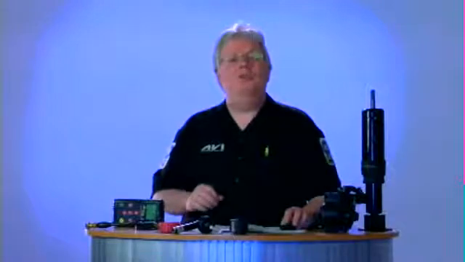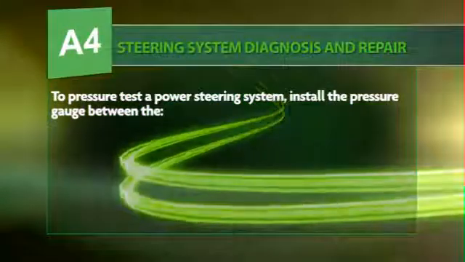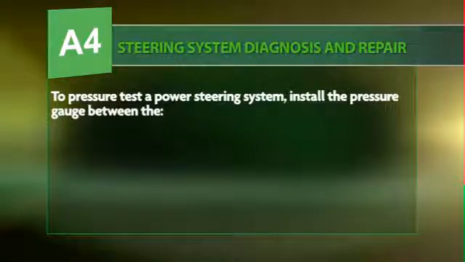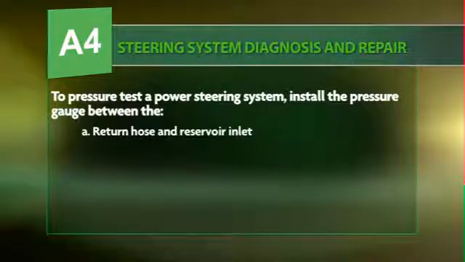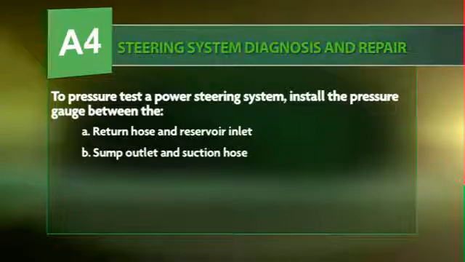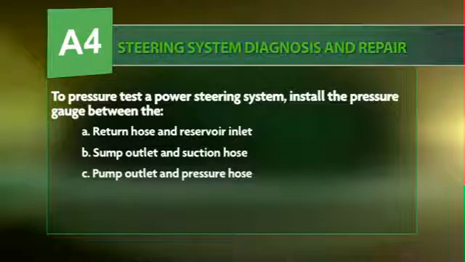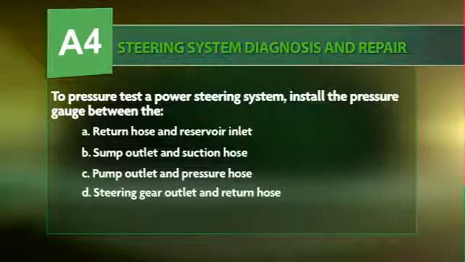This next A4 question you might get into concerns using a pressure gauge in the power steering system. It reads like this. To pressure test a power steering system, install the pressure gauge between the A, return hose and reservoir inlet, B, sump outlet and suction hose, C, pump outlet and pressure hose, or D, steering gear outlet and return hose. Well, it almost seems to be every one of those answers except for C, Charlie, has to do with the low pressure side.